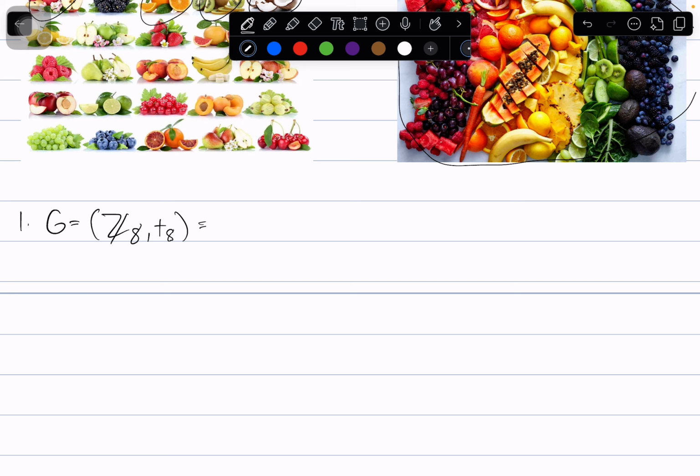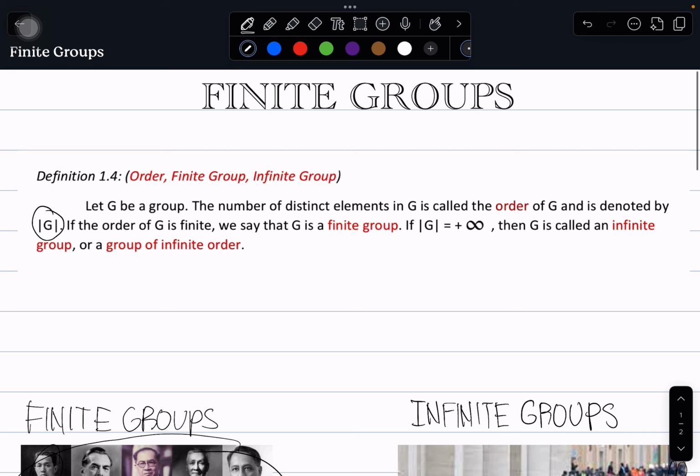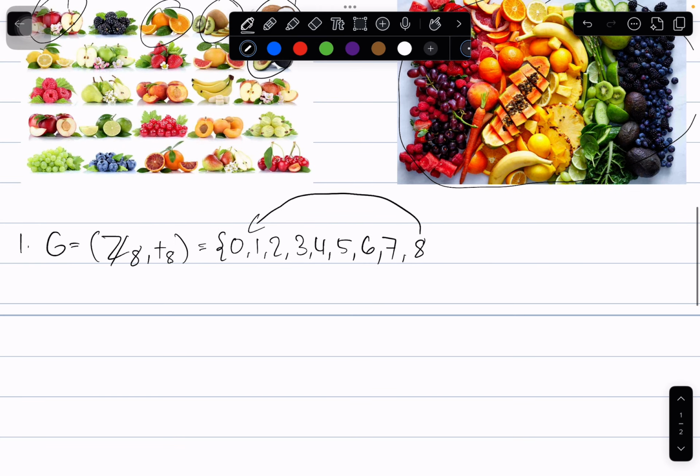Now, we know that for addition under modulo 8, we can have the set 0, 1, 2, 3, 4, 5, 6, and then 7. So 8 modulo 8 is simply 0. That's simply the same thing. So now recall that our definition says the order is the number of distinct elements. So to find the order of this group, we need to find the distinct elements. Since 8 is under modulo 8, it will become 0. 8 is simply the same as 0. Now, if 8 is the same as 0, then 8 will not be distinct.